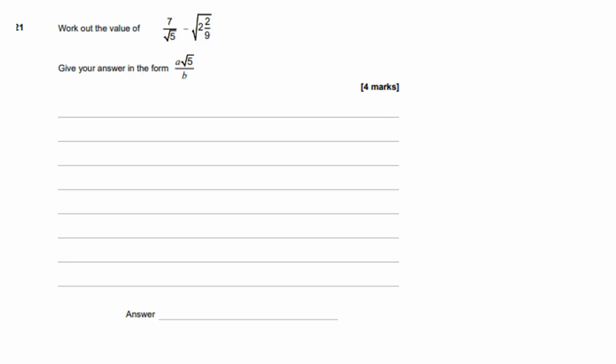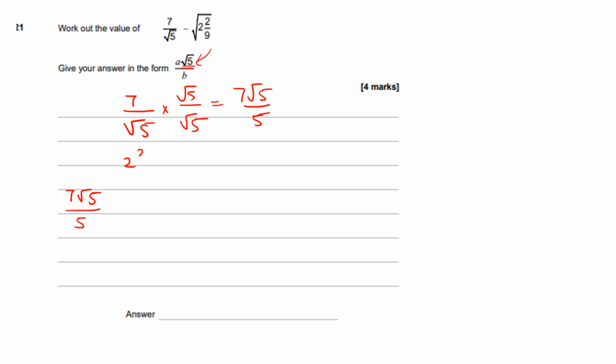Okay, question 21 is asking us to work out the value of 7 out of root 5, and then we've got a mixed number here. They want us to give the answer in the form of a root 5 out of b. That would mean that everything that's got a square root sign should be written down with the root 5. So let's have a look at this. 7 out of root 5, if I rationalize this, it's going to give me 7 root 5 out of 5.